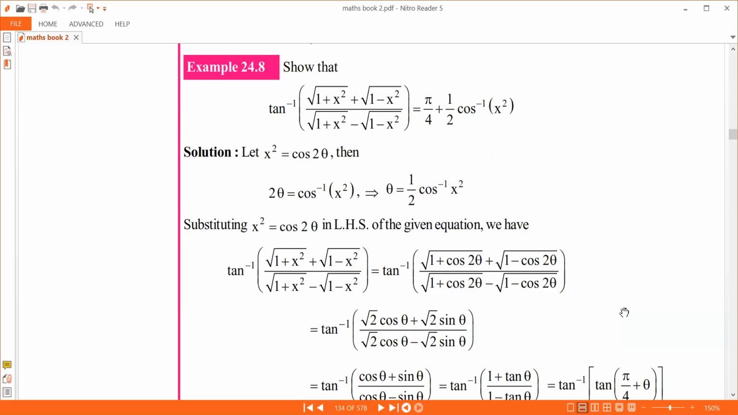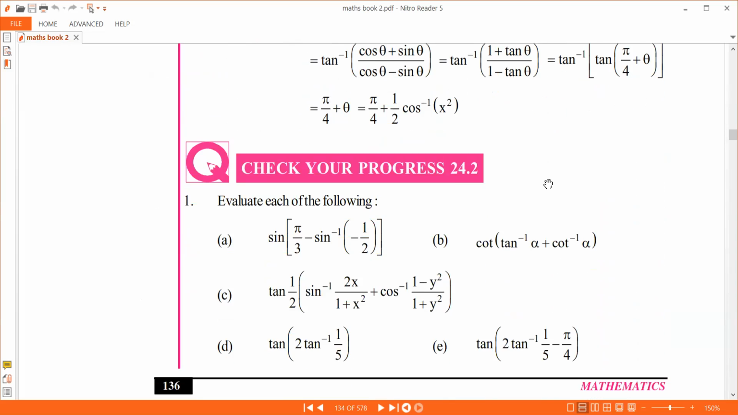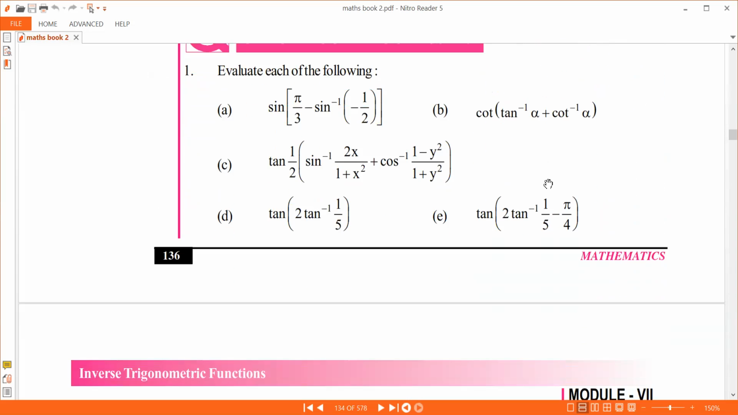Now let's move on to the next one. Evaluate the following: sine of pi by 3 minus sine inverse of minus half. Sine of pi by 3 minus sine inverse of minus half.